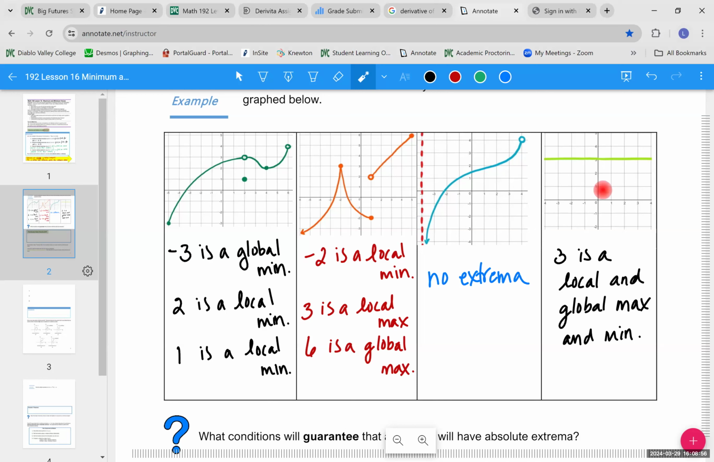And then last but not least, in contrast to that, if I have this constant function, by the way our definitions are phrased, it is all four of them. It is a local max, it is a global max, it is a local min, and it is a global min, because it is both greater than or equal to and less than or equal to every other y value in a neighborhood or for the whole domain.